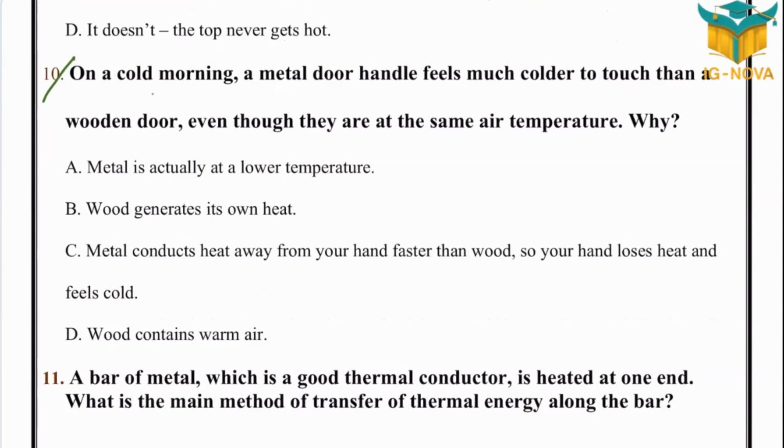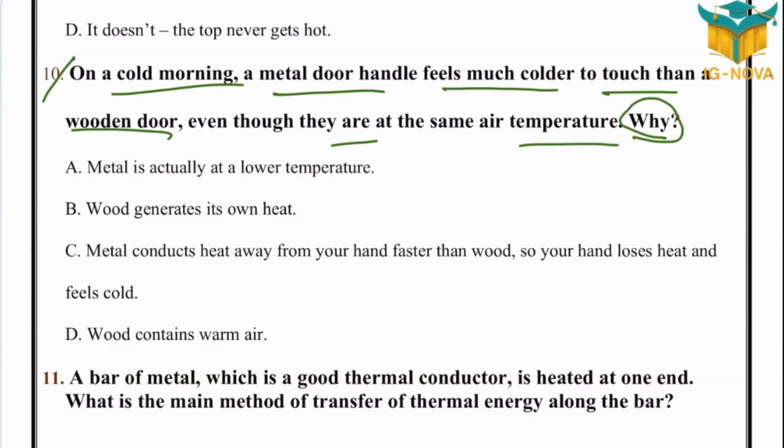Question 10. On a cold morning, a metal door handle feels much colder to touch than a wooden door, even though they are at the same air temperature. Why would a metal handle be colder than a wooden handle? Because metal is actually at a lower temperature? Now, we told you at the same air temperature, so it cannot be A.